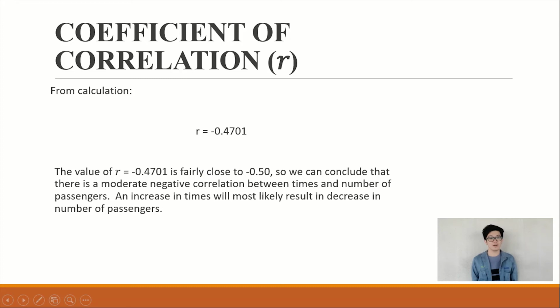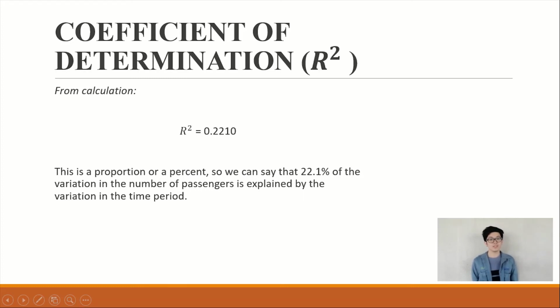For the next step, we determine the coefficient of determination, R squared. From the calculation, we obtain the value R squared equal to 0.2210. This is a proportion or a percent, so we can say that 22.1% of the variation in the number of passengers is explained by the variation in the time period.